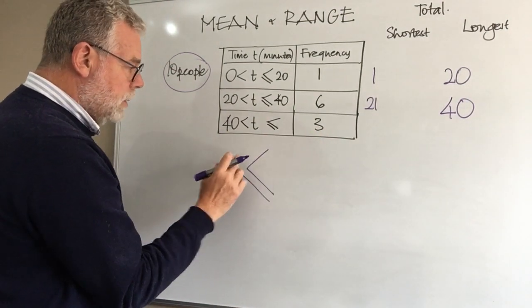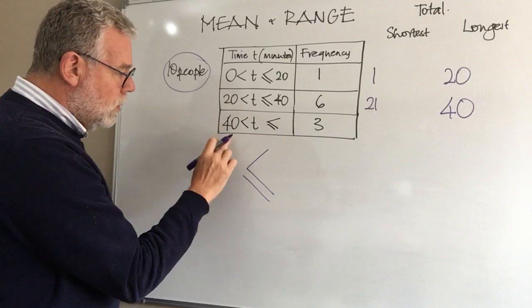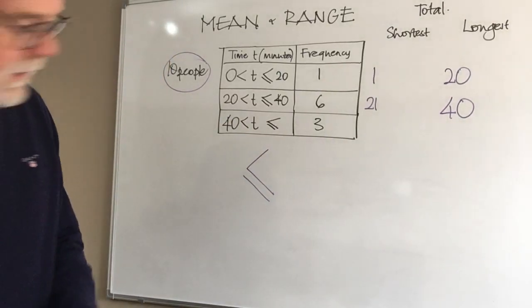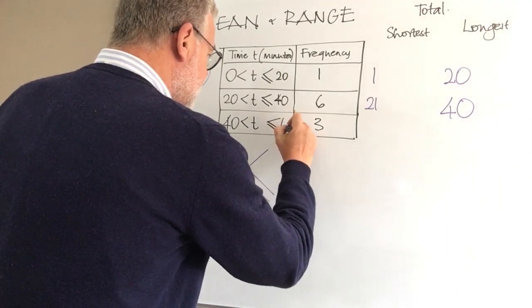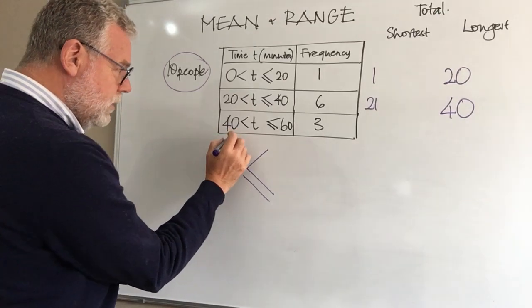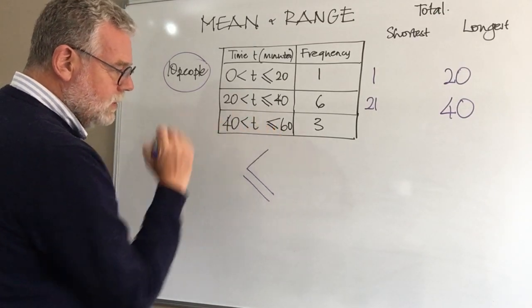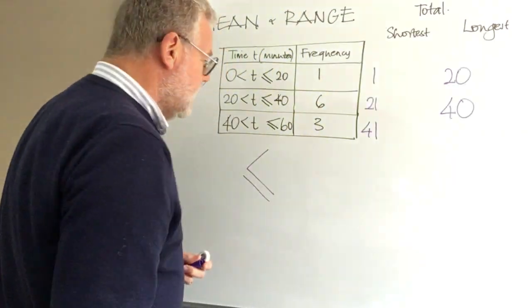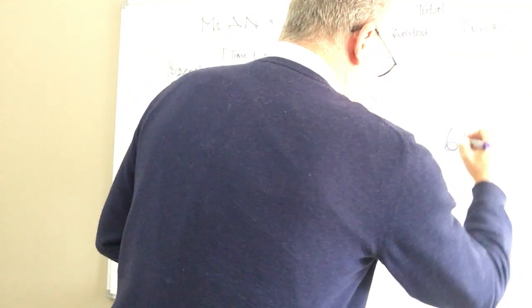We've got 3 people who did the job in more than 40 minutes. Oh, I've missed out some information for you there. Not very helpful, is it? There you go. So they've done it in more than 40 minutes or less than or equal to 60. So the shortest time that they could have done it in is 41 minutes, and the most is 60.